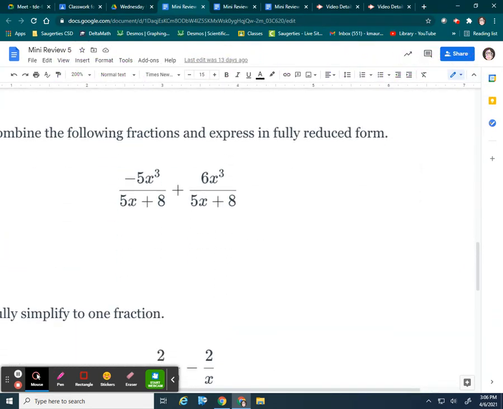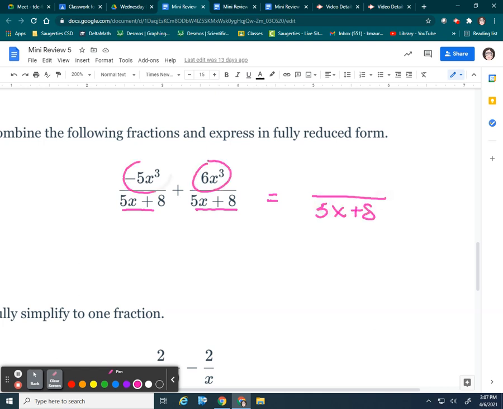Okay, for this one now, next side, number 4. It says combine the following fractions and express in fully reduced form. This one is unfortunately the easiest one. The denominators have to match in order to add or subtract fractions. And in this problem, they do. 5x plus 8. So now I'm just going to combine my numerators. Negative 5x to the 3 plus 6x to the 3 is 1x to the 3. And there's nothing I can factor, so we're done with that one.